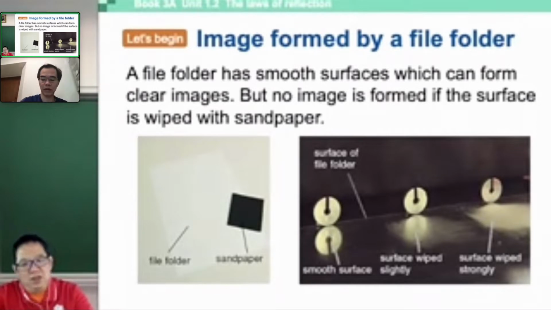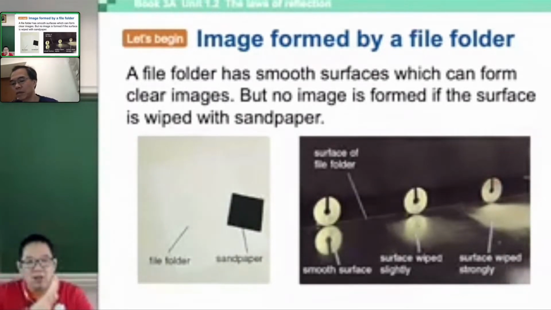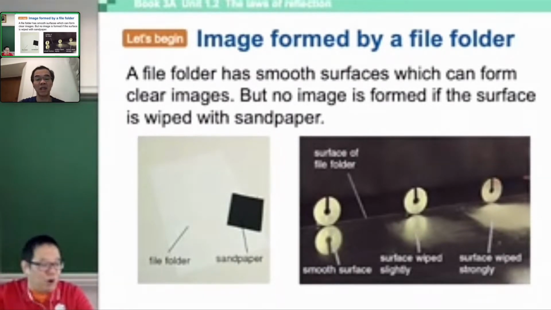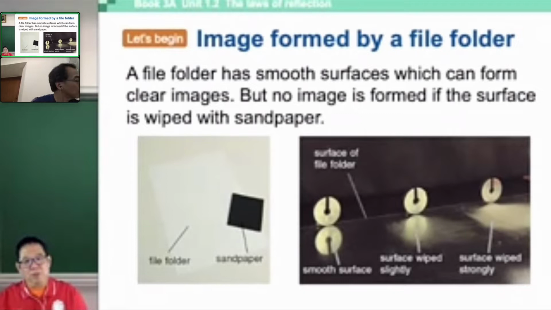This is something maybe very strange. Sometimes we use sandpaper to rub on something. What do you feel on the surface? Most probably, you may think that after rubbing with sandpaper, the surface will become smooth. Yes, it is true if it is a stone surface or a wood surface, after you rub with sandpaper, it becomes smooth. You touch it with your hand and it feels smooth. But this surface is a file folder, which is already very smooth.